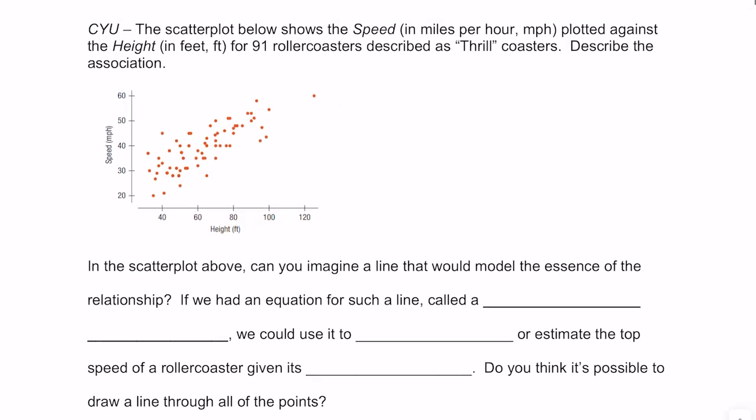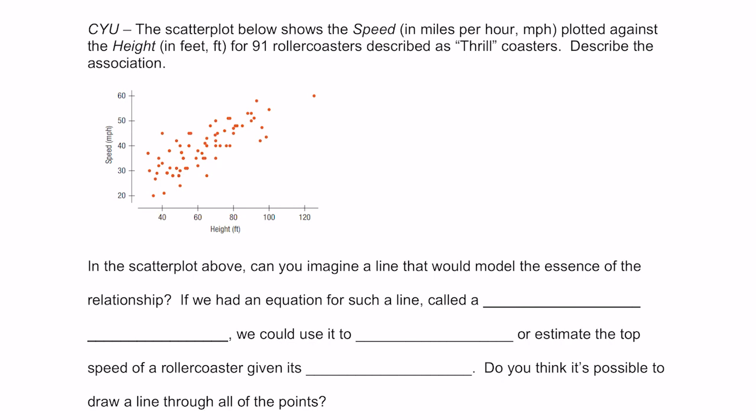I want you to take a minute and recall how to describe a scatter plot when you're looking at an association between two variables. This scatter plot shows the speed in miles per hour plotted against the height in feet for 91 roller coasters, and the coasters are described as thrill coasters. I'd like you to describe the association.